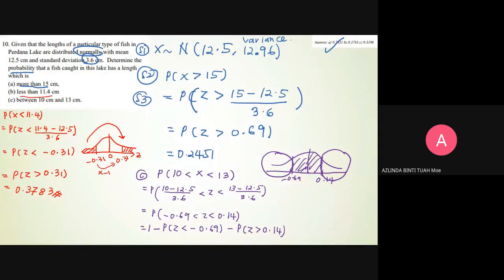Okay, the end parts can already be referred to the table. But what do we have to do with the middle one? Reflect. Okay, reflect. So it becomes P(Z greater than 0.69) minus P(Z greater than 0.14). Okay, anyone, 0.69 from the table? 0.2451. 0.14? 0.443. Okay, for the second one, 0.14? 0.443. Okay, what is the answer?